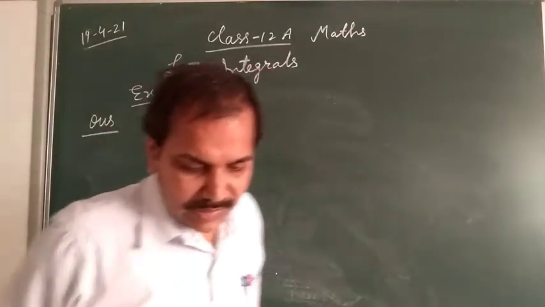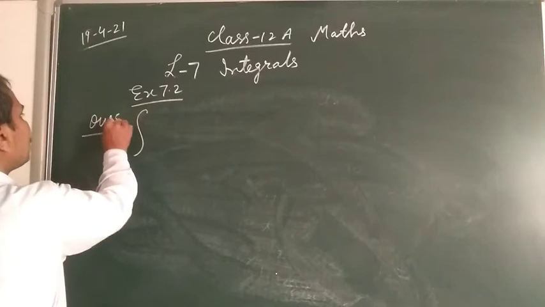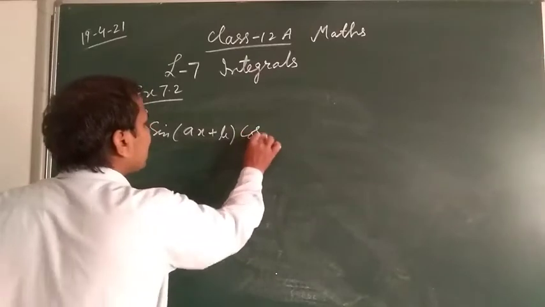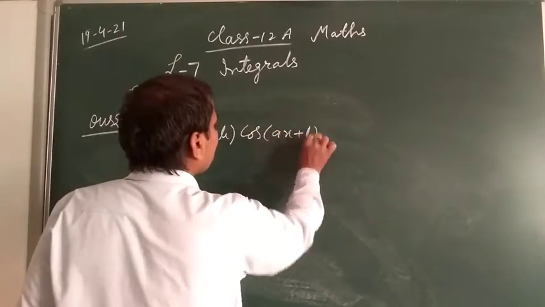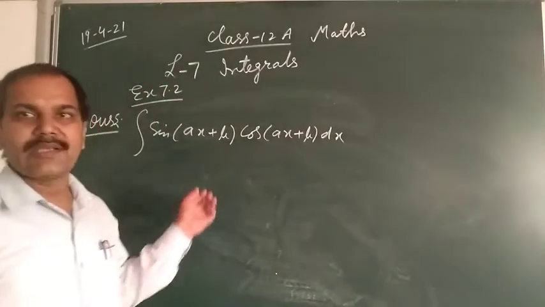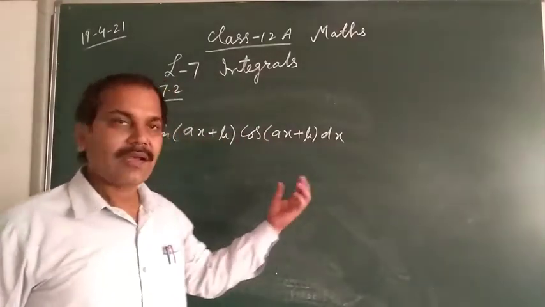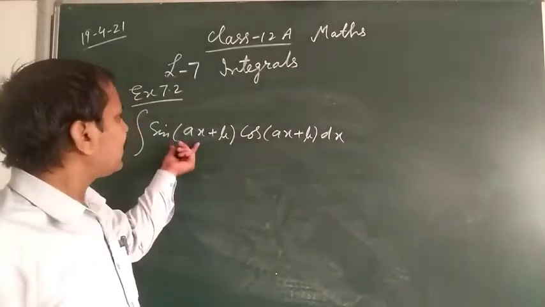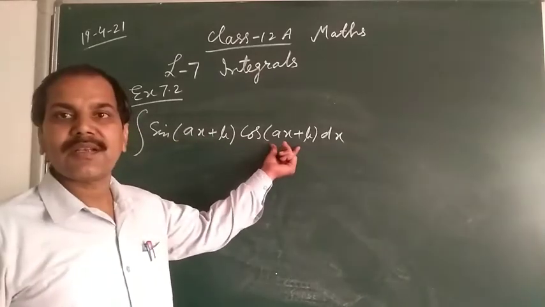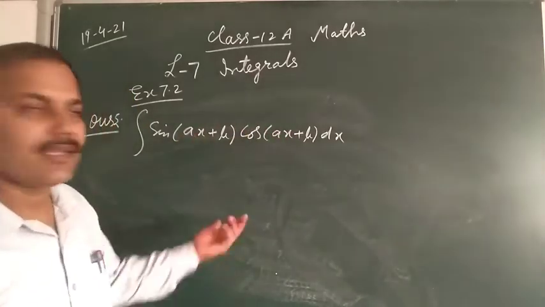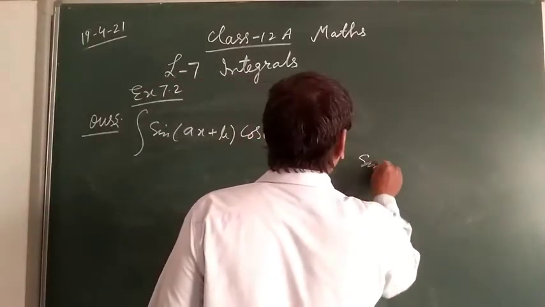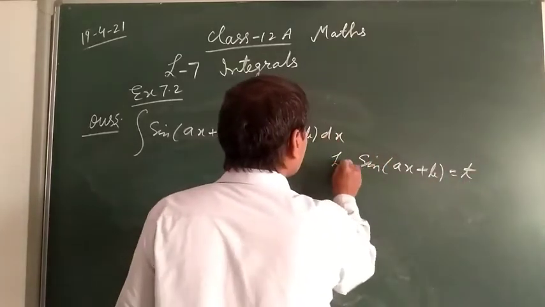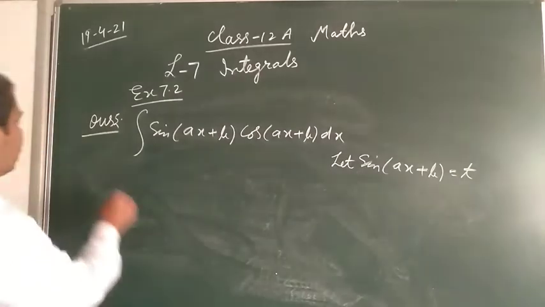Question number 5, sin of ax plus b times cos of ax. So here you can suppose either sin of ax plus b or cos of ax, either sin or cos, because the differentiation of this is that and of that is this. So either you can suppose. So here you write sin of ax plus b equal to t.